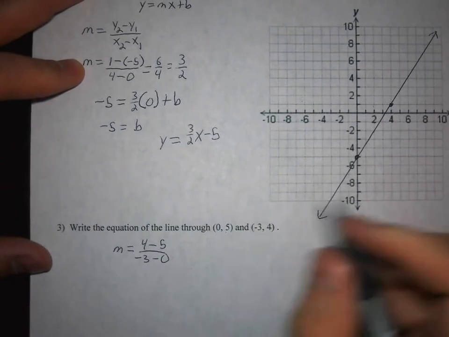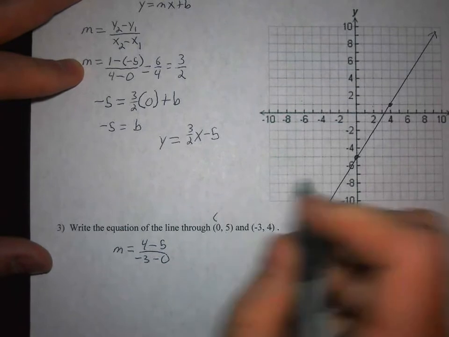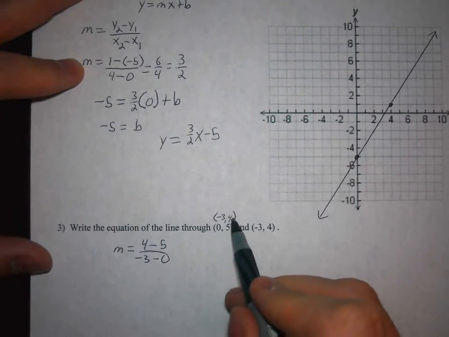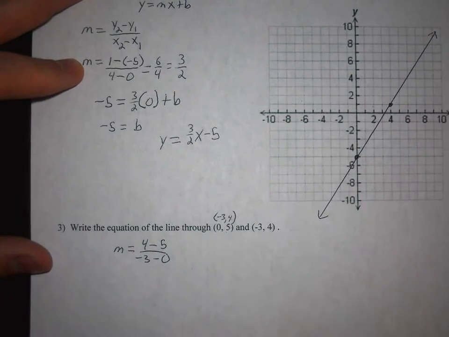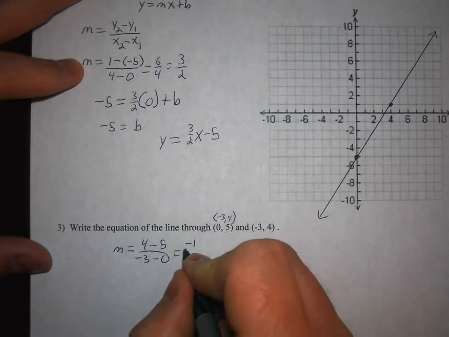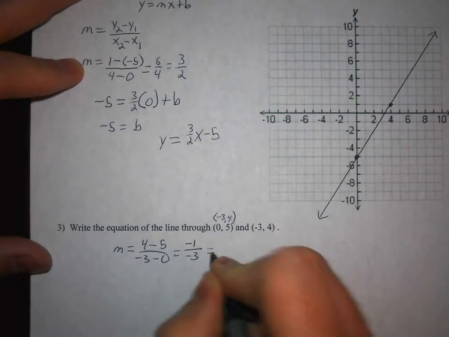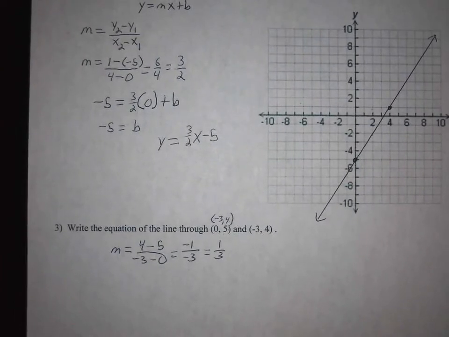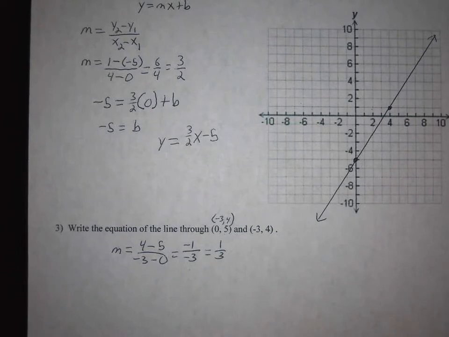And what helps some people when they find slope is to actually put the points kind of above each other like this. And then they can see like the y's, what you subtract, and the x's. So when you simplify that, you get negative 1 divided by negative 3, which reduces to 1/3. And make sure you keep that a fraction. You don't want to round it to 0.3 or 0.33 because 1/3 is the exact value.